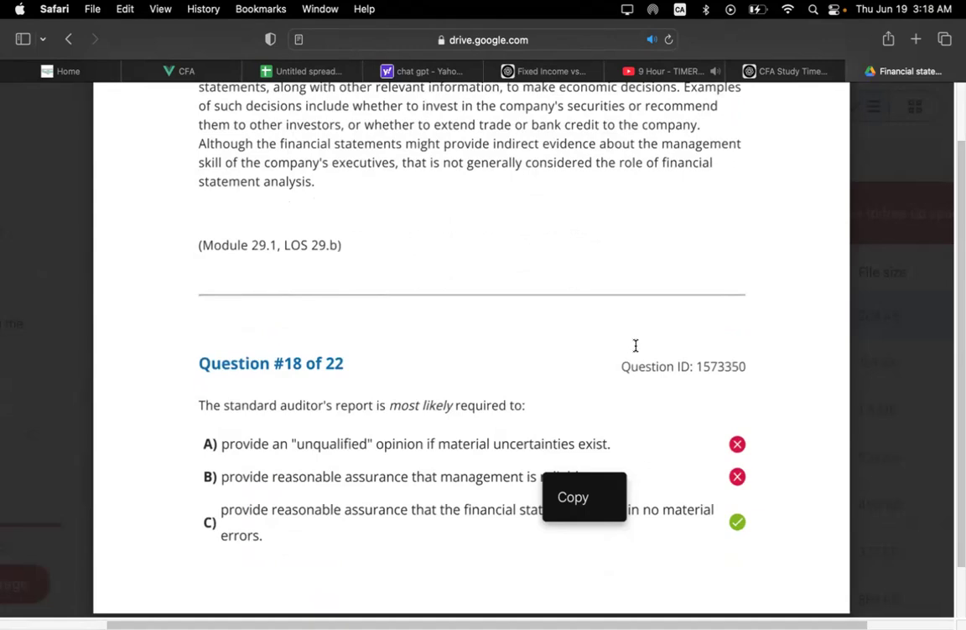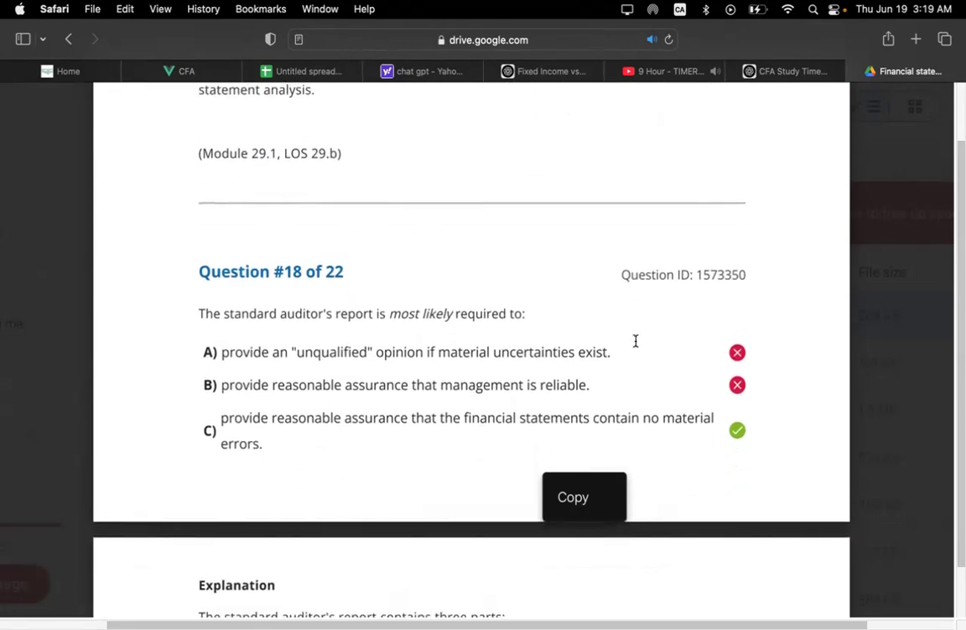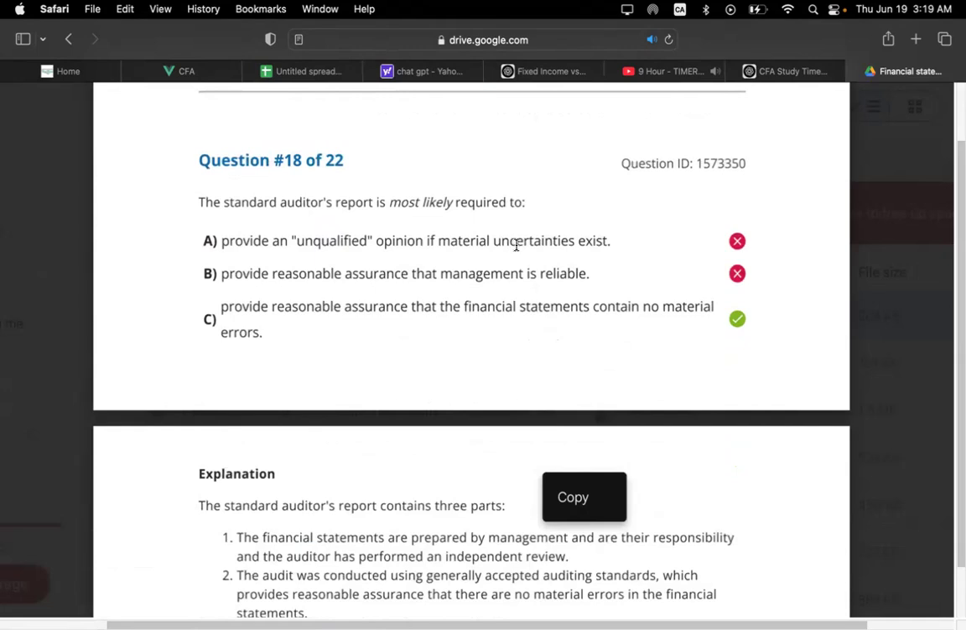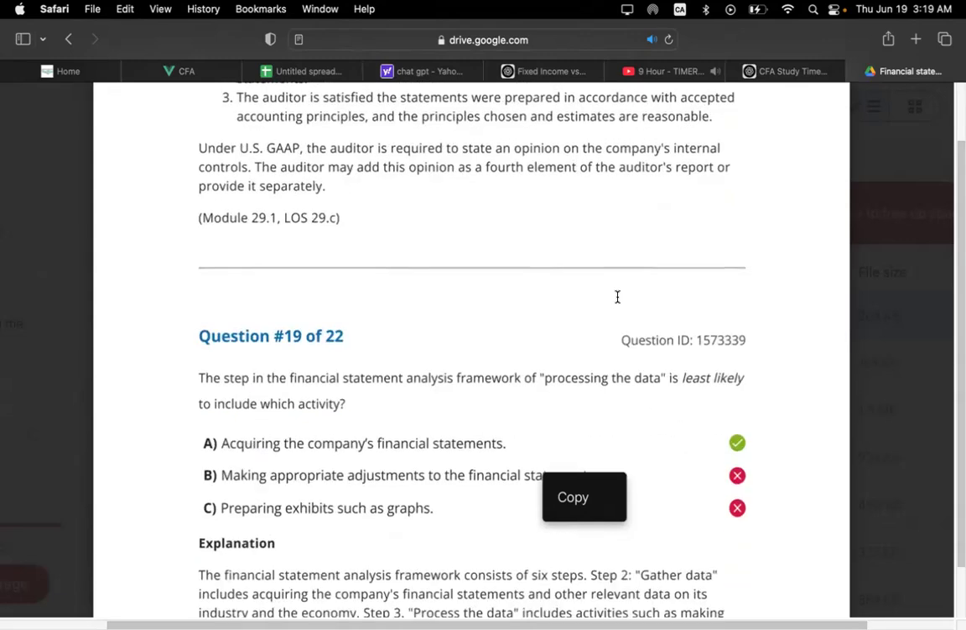Question 18 is, the standard auditor's report is most likely required to provide reasonable assurance that the financial statements contain no material errors. 19, processing the data is least likely to. So it's A, because acquiring the company's financial statements, this is part of gathering the data.